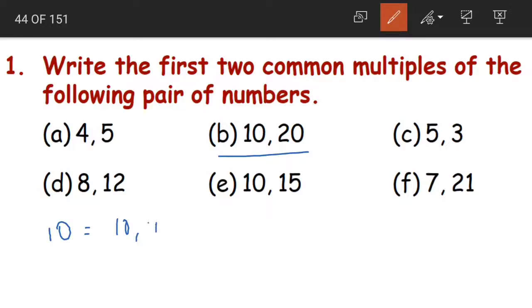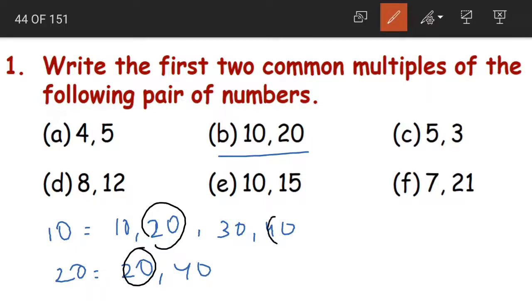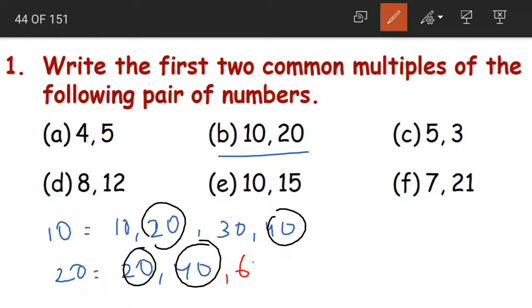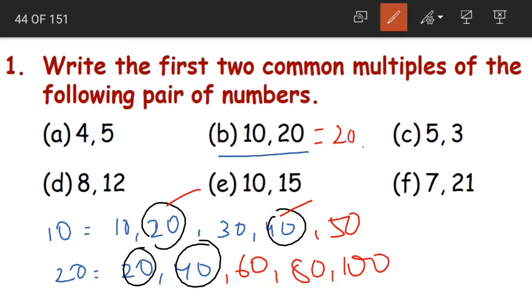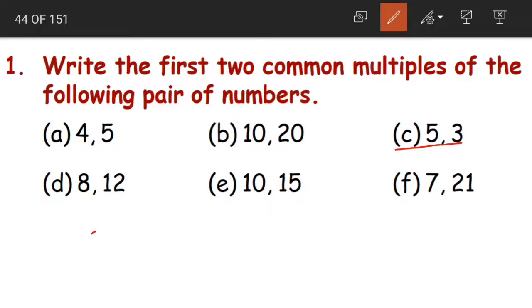We have the multiples as 10, 20, 30, 40. Then we have the multiples as 20, 40. Okay, we can stop here only. As 20 and 40, we have got our first common multiples. What did we get? We got our first two common multiples, that are 20 and 40. Next question, C, 5 and 3.